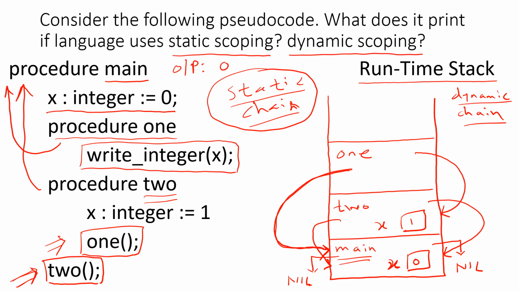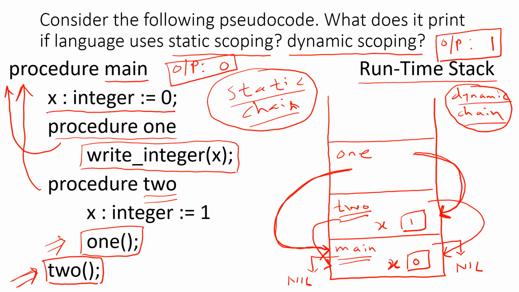With dynamic scoping rules, we are going to use the dynamic chain, and when we follow the dynamic chain, we follow the dynamic link. The dynamic link will take you to 2, right? And 2 has its own copy of x, which has value 1. So the output printed would be 1. So with static scoping rule, this program prints 0. With dynamic scoping rule, this program prints 1. Okay, I hope you have understood this.